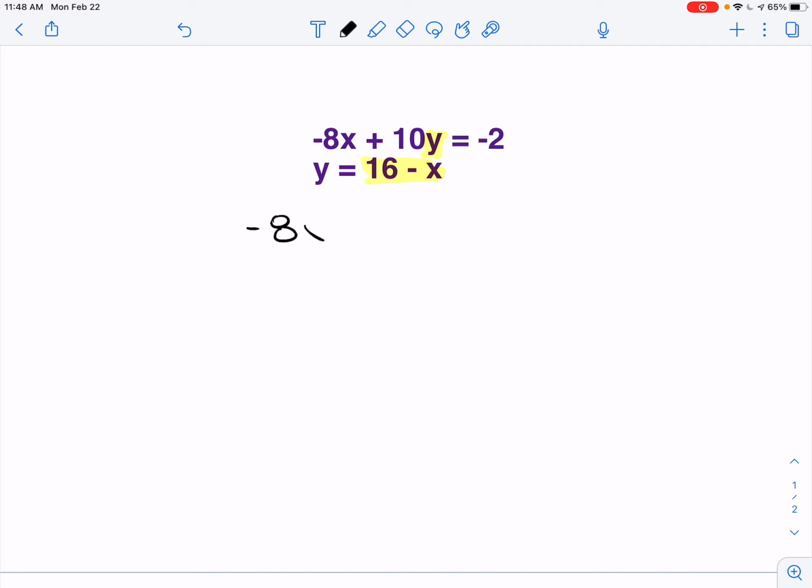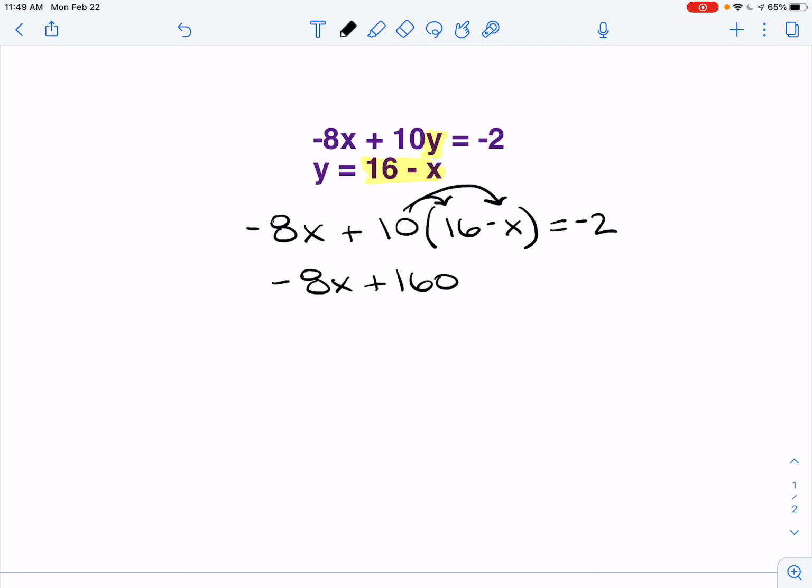So I have -8x plus 10. Now I'm going to take out the y and substitute in 16 minus x, because that's what y equals in my second equation. Then I have equals -2 at the end there. In order to simplify or solve this, I've got to distribute this 10. So we have -8x. Then 10 times 16 is going to give me 160. Then 10 times -x is going to be -10x. And that, of course, equals -2. All I did in that step was distribute to get rid of my parentheses.